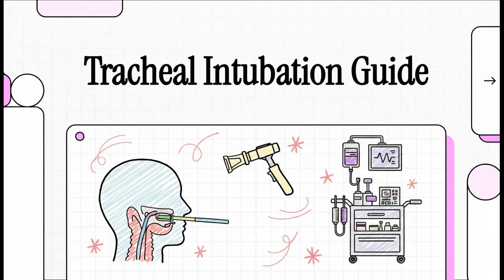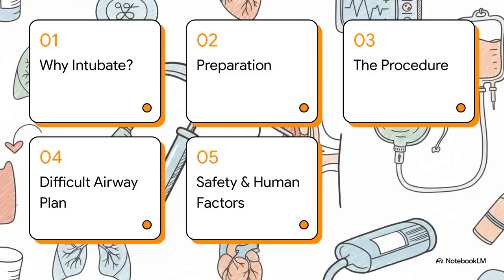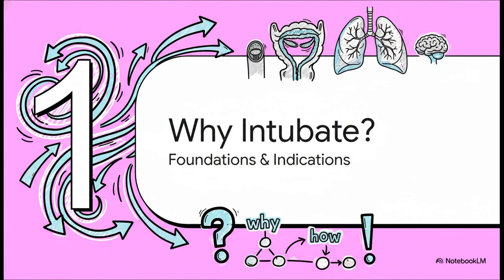We're going to break down everything from the real basics, the why we do it, to how you manage the absolute worst-case scenario. So here's how we're going to tackle this. We'll start with the fundamentals, then we'll walk through all the prep work and the procedure itself. After that, we dive into the really crucial stuff, the difficult airway plan. And we'll wrap up by looking at the bigger picture of safety and human factors. It's basically a mental checklist for your practice and your exams. Okay, let's jump right in.